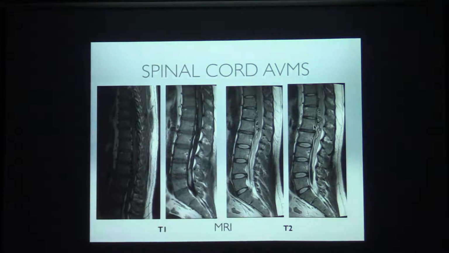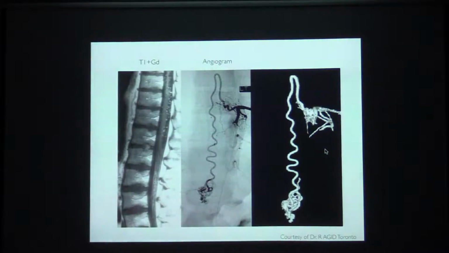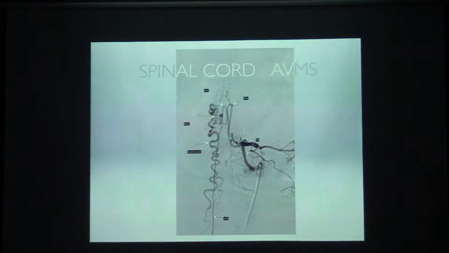You can see here on the T2 this conglomerate of vessels with those large draining veins. You can see it here larger. And this is how it looks on an angiogram. Again, this is an injection to a segmental artery. You see the radiculomedullary artery, you see the anterospinal artery goes down. It's not at the level where it happened, it can be anywhere. And then it drains into this vein.